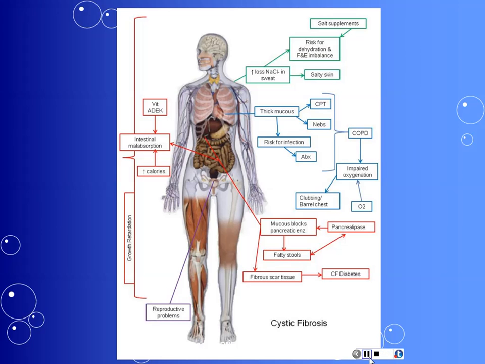A lot of times parents will say their baby's skin tasted salty when they went to kiss them, things like that. Most of the time, CF is diagnosed by genetic screening. At birth, they really don't diagnose this unless they have a meconium ileus, which means they don't pass that first stool after being born, that meconium. So it backs up. And so you'll see sometimes with CF kids in their charts that they were diagnosed with CF with or without meconium ileus.